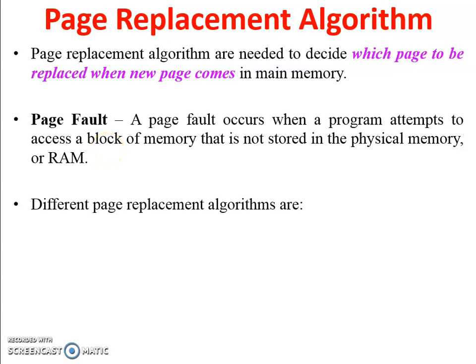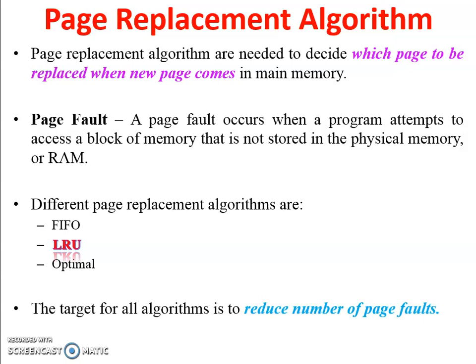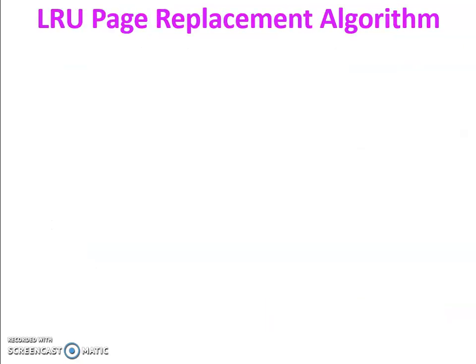Different page replacement algorithms, or page replacement policies, are FIFO, LRU, and Optimal. Today we are going to discuss LRU. The aim, or target, of all these algorithms is to reduce the number of page faults during the execution of a program. LRU stands for least recently used, so everybody knows about that.